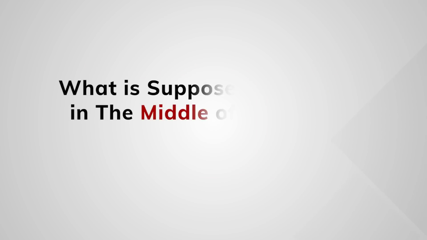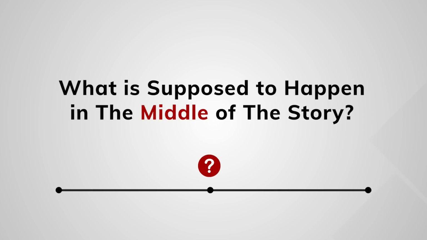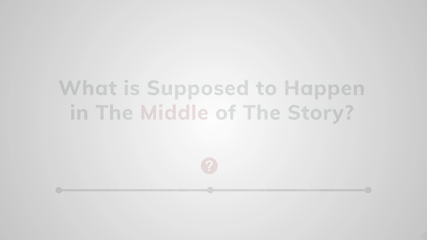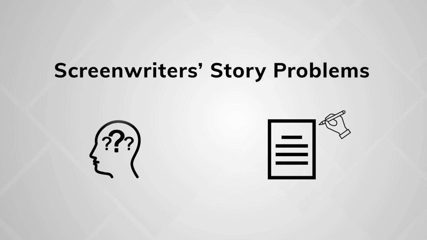But what is actually supposed to happen during that middle section of the story? How do things progress? What kind of obstacles should the character be facing? When I listen to screenwriters talk about their story's problems, one thing I hear a lot is that their second act is confusing or unfocused. They also say that they feel the story loses momentum.